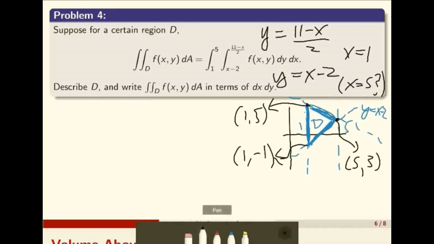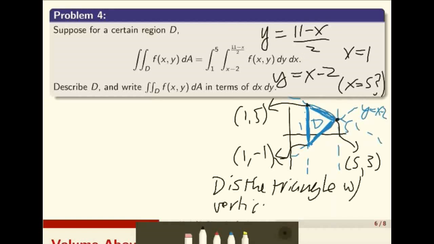And so ultimately what we get is that D is the triangle with vertices 1, 5, 1, negative 1, and 5, 3. We can be sure it's a triangle because our equations in y are linear, so we've got straight lines defining it. There could have been 4 points of intersection between the 2 choices for a y-bound and the 2 choices for an x-bound, but 2 of them agree, and so there are only 3 points of intersection. So we've got straight lines connecting 3 points, so it's a triangle.